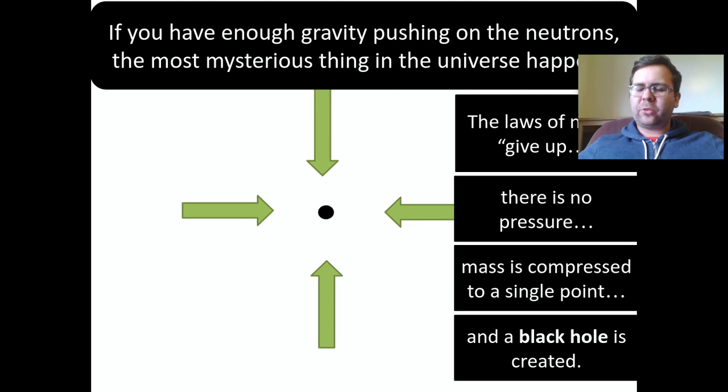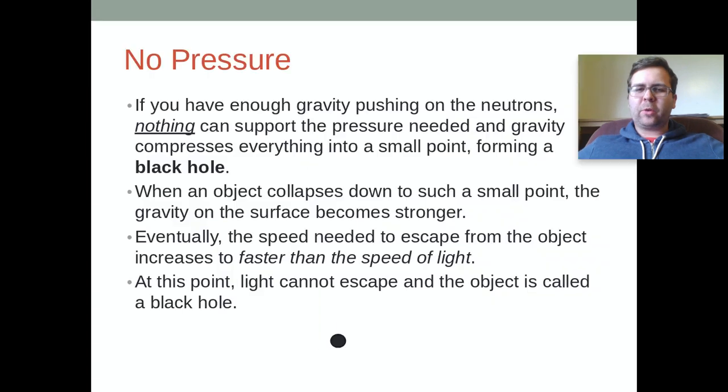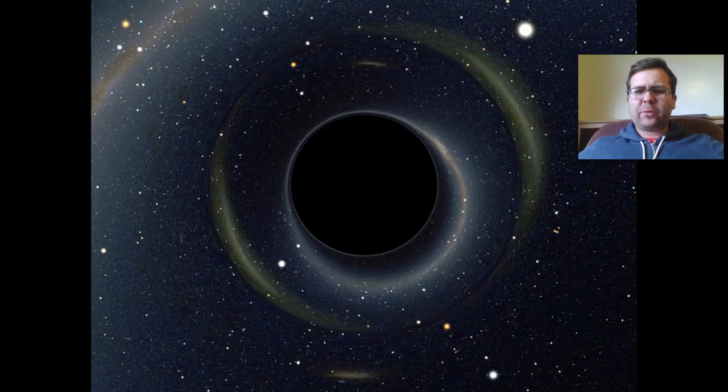When the density is so high, gravity is so strong that not even light can escape it. And this is how black holes are created. So if you have nothing to fight against this gravity that's pushing in so strongly, you get a black hole. So really weird. This is what happens to the cores of high mass stars.